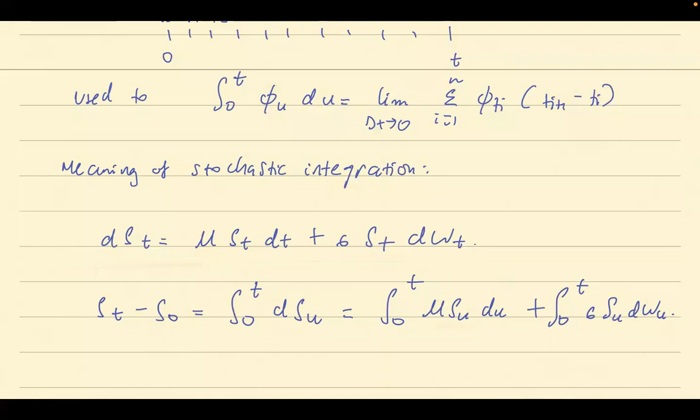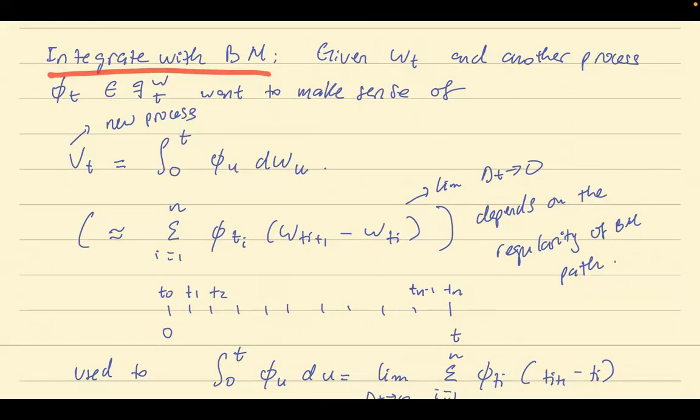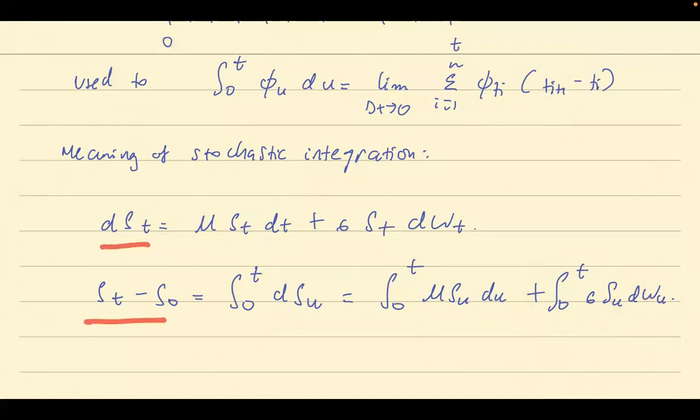Then you see that in recovering the stock, you have to deal with two objects. The first one is the regular Riemann integration, where you add the stock effect with respect to time. But the second object is exactly that new guy right there. This one is exactly the integrating with ground motion piece that I was talking about, where phi here is sigma times S. So in recovering the stock price, I will have to understand how integrating with ground motion works. So that's one thing.